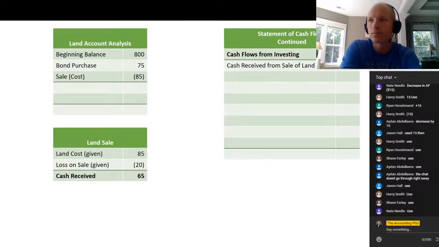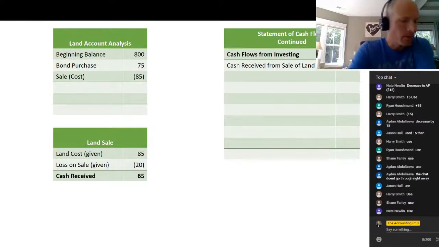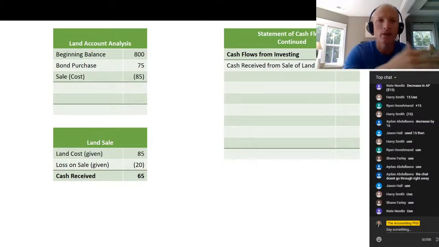Okay? All right, so the next step then is if this is the only information that we have about the land account. If this is all that had happened within the land account, then the balance in our land account would be $790. In other words, if this was all that had happened with our land, then the balance in the land account should be $790. However, the actual balance was $845.